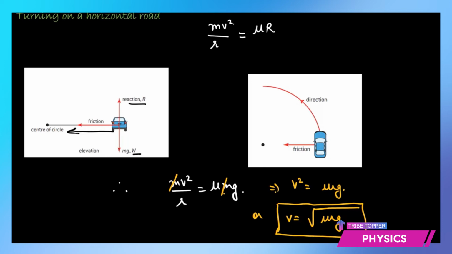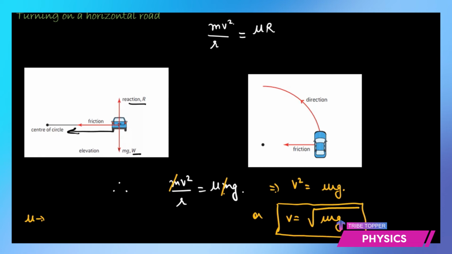Now we can see that this depends on, one, the coefficient of friction. So if the coefficient of friction is high, your force of friction would be higher. But when your tires are worn out, the coefficient of friction will reduce, or on a wet surface, the coefficient of friction will reduce. So your safe permissible velocity will also decrease.